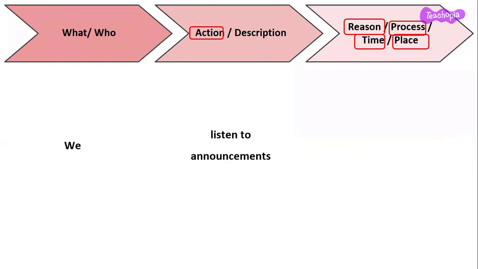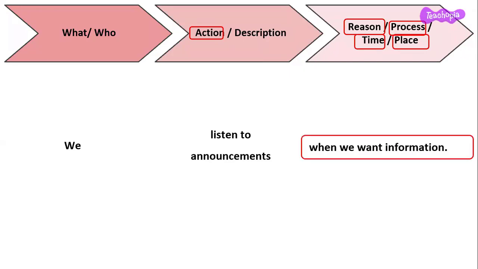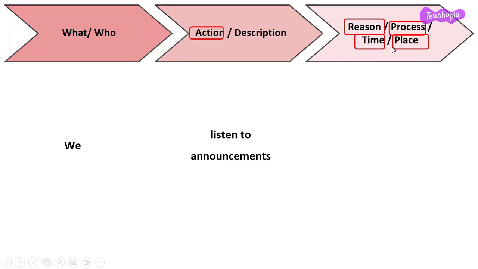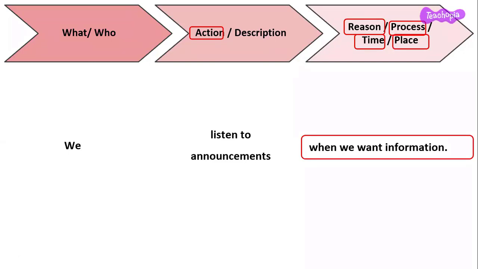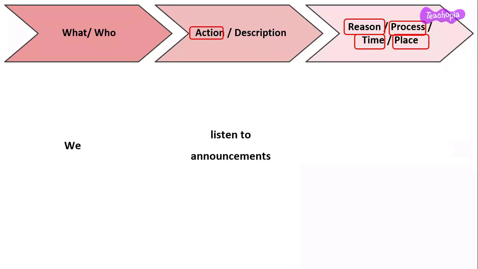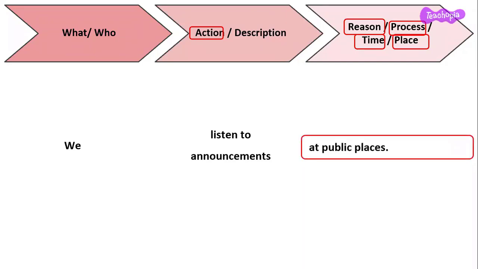If I want to add information regarding the process, I will say, when we want information. Sorry, this is information regarding time, when we want information. So we listen to announcements when we want information. Now I want to add information regarding the place. So, at public places. Now my sentence is, we listen to announcements at public places. So you can see here how we can use the third block, that is reason, process, time and place, to add information in sentences where we are talking about an action.